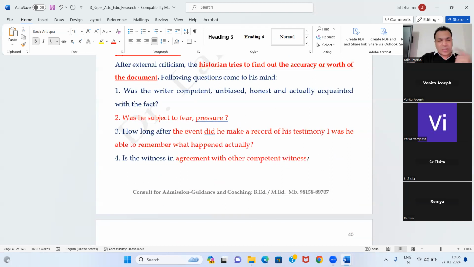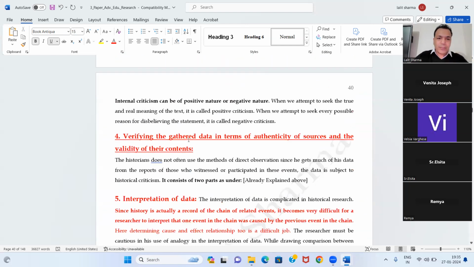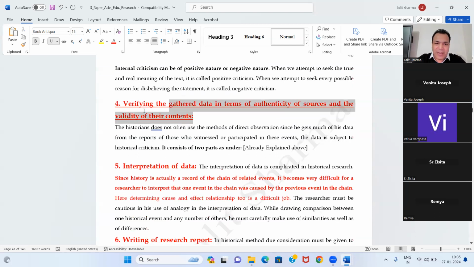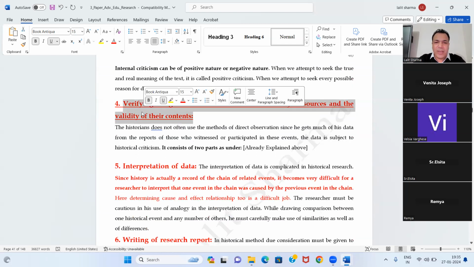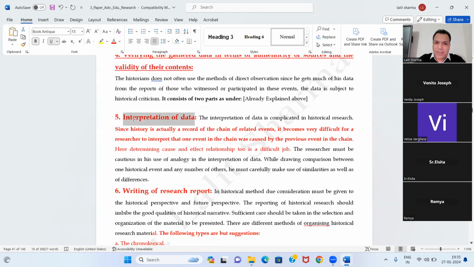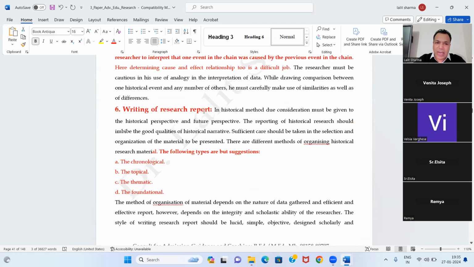Okay. So once you learn that, the points will be clear in your mind. Again, you will clear that, then it will become permanent. You have to learn this paper 2-3 times. Then, as you know, verify the gathered data. And we interpret the data. The fifth step is interpreting the data. And the last step is writing the research report.